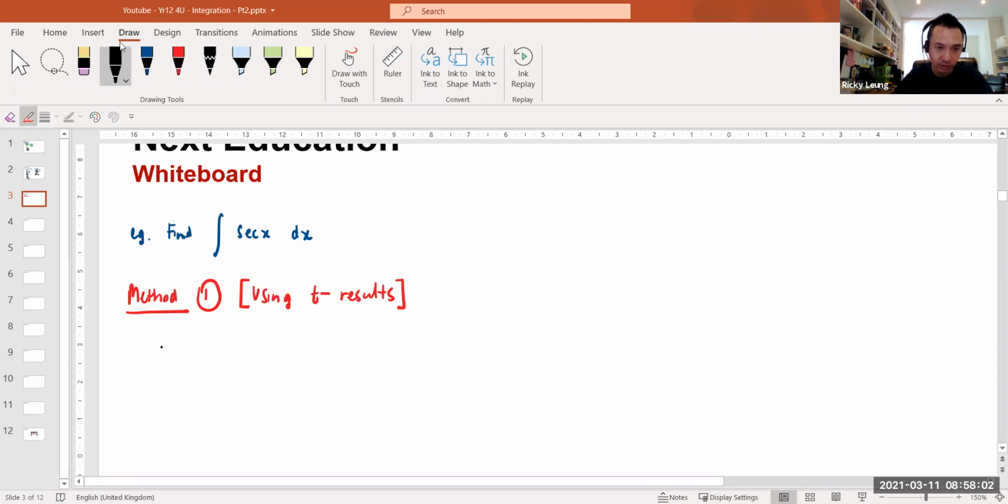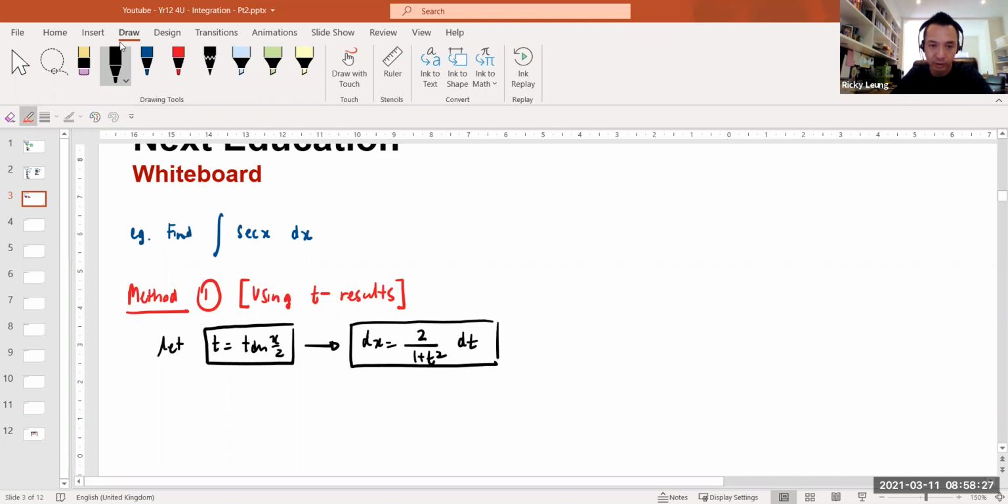So this is how I'm going to play it. I know that this is going to be 1 on cos. So I'm going to say let t equal to tan x on 2, right? Because the moment you let this happen, remember, I know that dx equals 2 on 1 plus t squared dt, right?